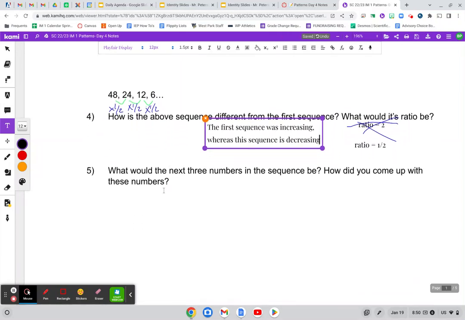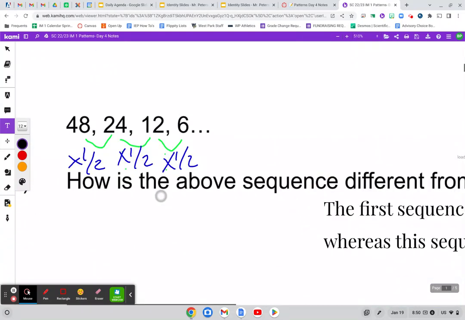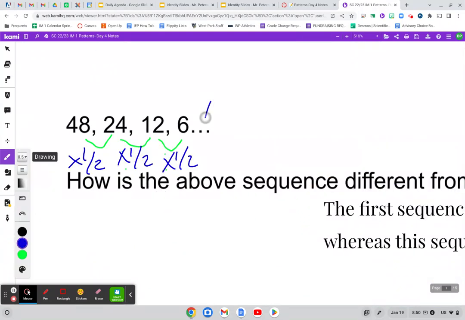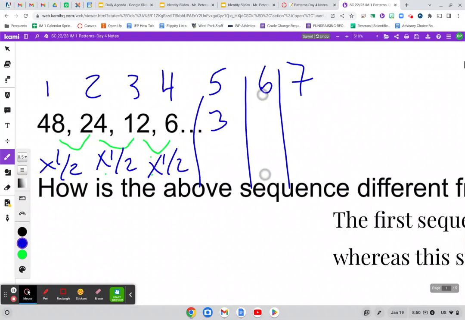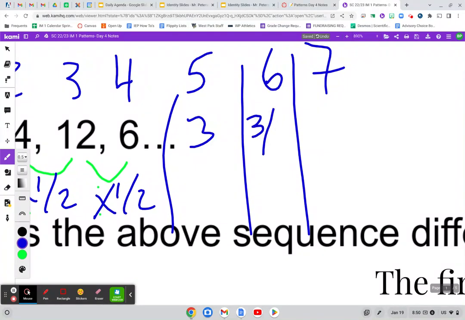Now, what would the next three terms here be? Well, if we continue to cut these in half, we would get, let's see, this is the first, second, third, and fourth terms. Now we want the fifth, sixth, and seventh terms. Again, you're just going to continue to cut this in half. So what's half of 6? Well, it's 3. What's half of 3? Well, that's going to be 3 halves, right? Or you could do 1.5. And then what's half of 3 halves? Well, that's going to be 3 fourths.